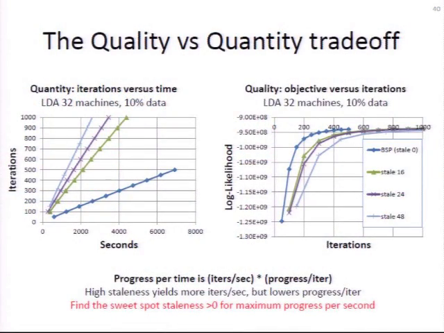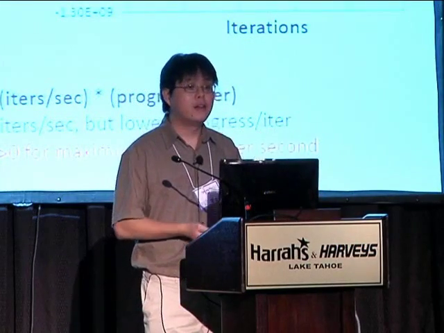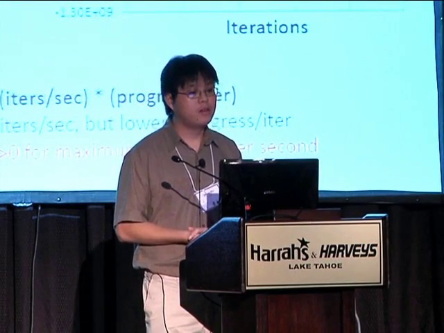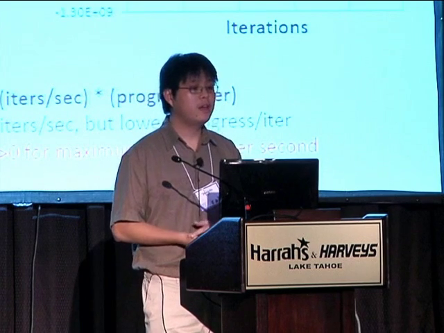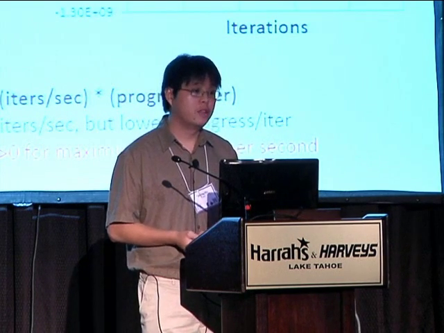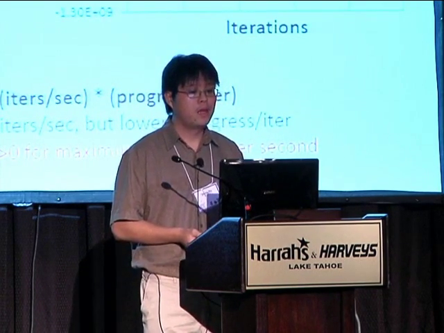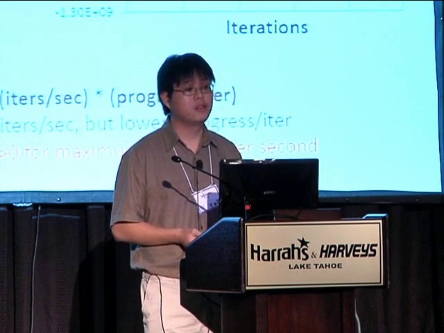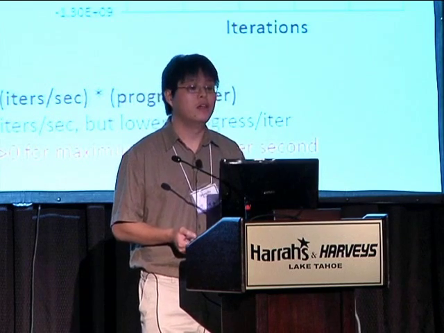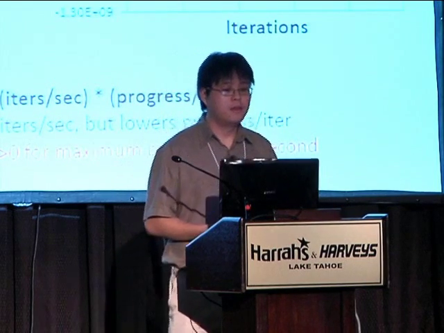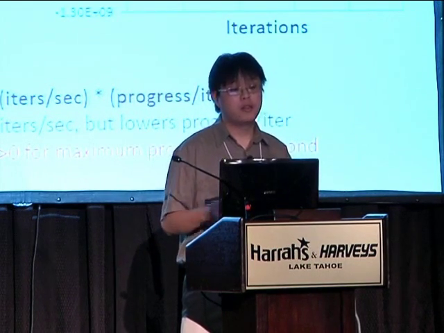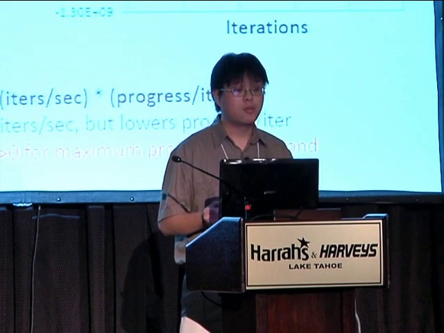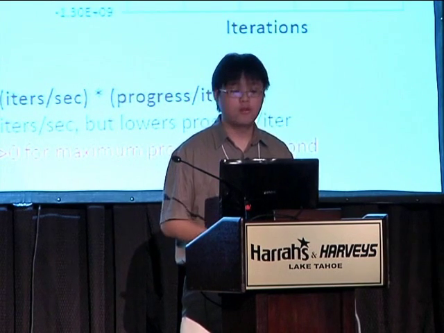There is a quality versus quantity trade-off when you use a system like SSP. I've shown that the network waiting time decreases as you increase staleness. Put it another way, you actually get more iterations per unit time. That's the left graph here. However, the amount of progress towards convergence you make per iteration decreases due to the error you introduce, and that's the right graph here. What we really want is progress per unit time, which is iterations per second times progress per iteration. So it's the product of the two graphs.